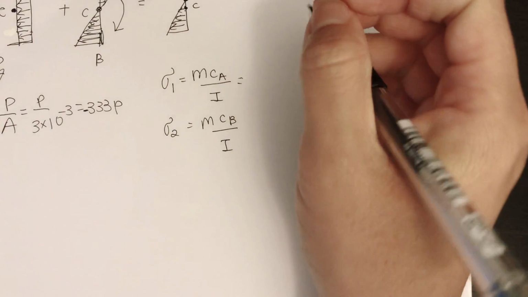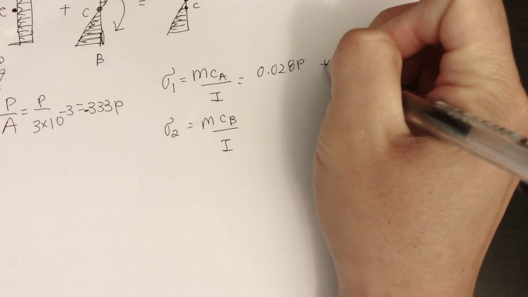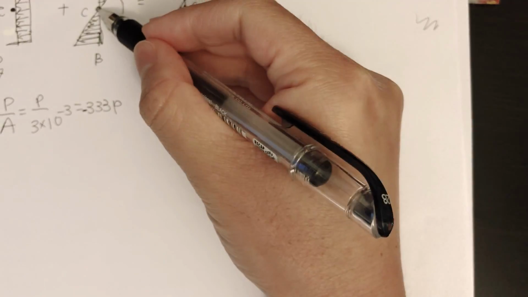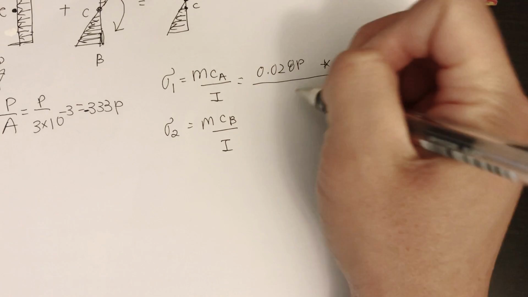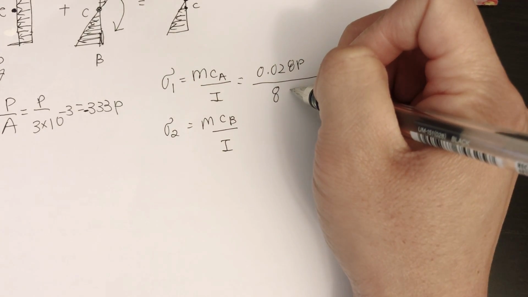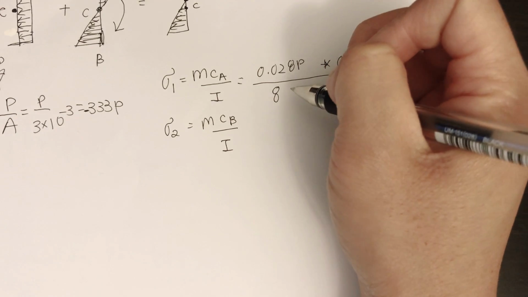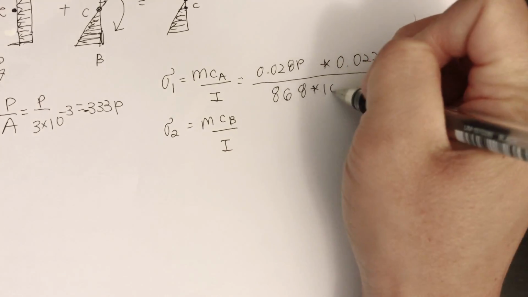We have M is 0.028 P times CA. So from the centroid to the top is 0.022 meters over I. I is given in the sample problem, 4.2.868 times 10 to the negative 9.